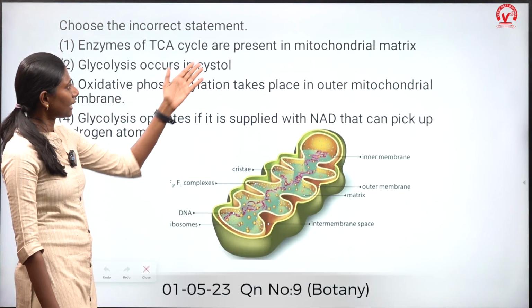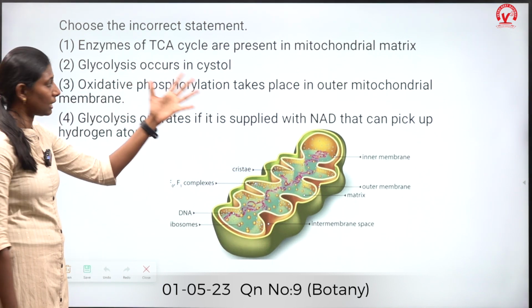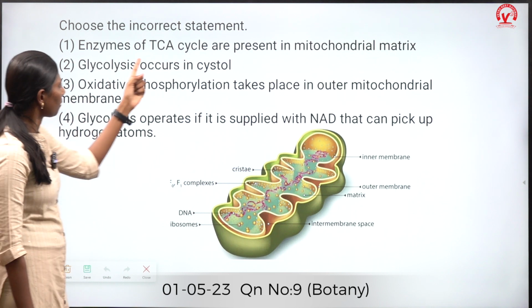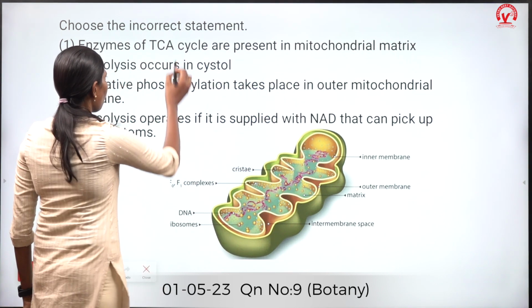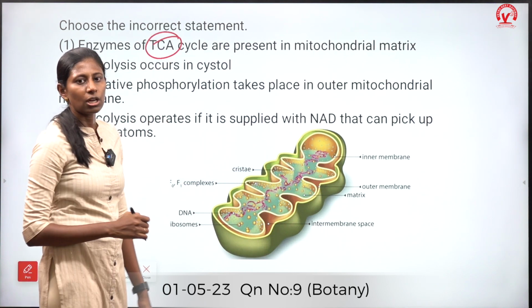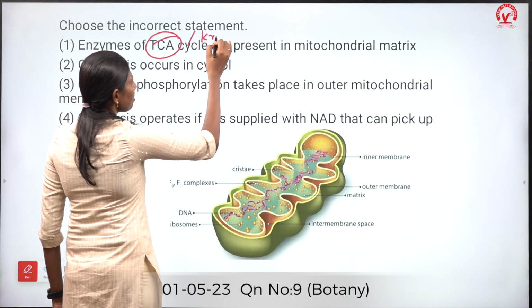Choose the incorrect statement. They have given 4 statements. You have to find out which statement is incorrect. First statement: enzymes of the TCA cycle are present in the mitochondrial matrix. What is the TCA cycle? Tricarboxylic acid cycle. This is also known as the Krebs cycle.